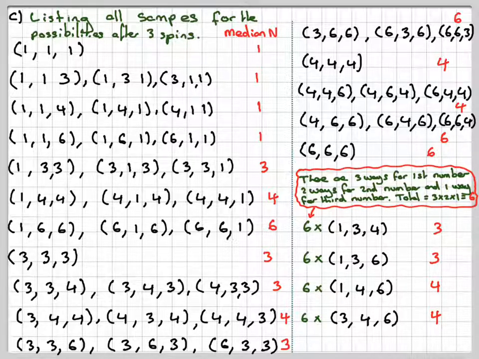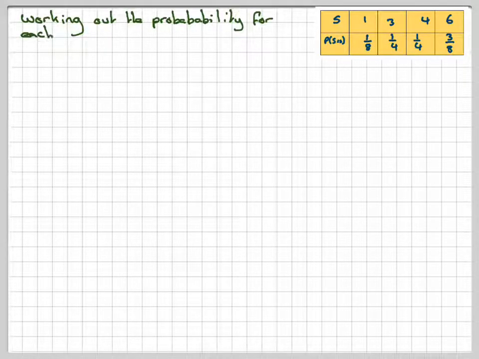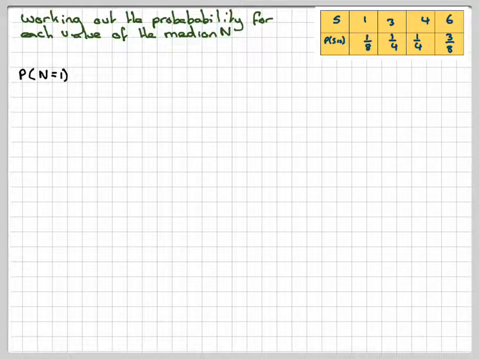Now you have to work out the probabilities. Now you have to be very careful. What I advise you to do now is to take a screenshot of all of this and then use it for the rest of the video to refer to. Right, there's the probability after 1 spin. So working out the probabilities for each value of the median, the probability n is equal to 1.